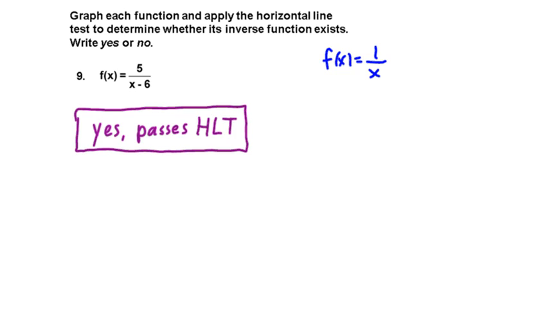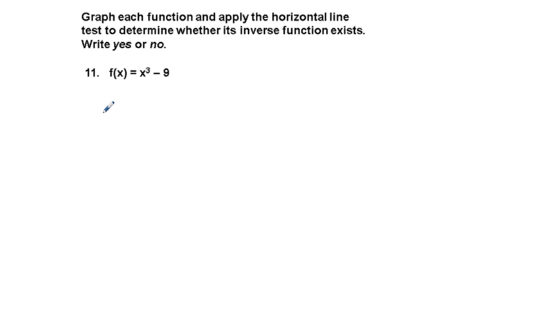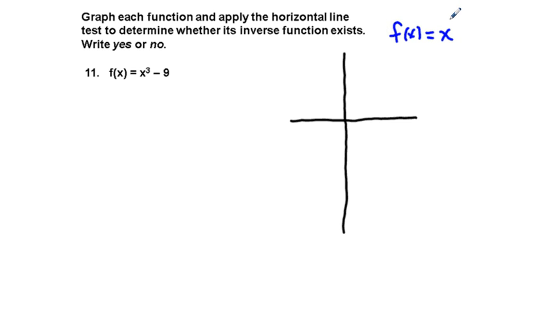And next, algebra problem 11, we have f of x equals x cubed minus 9. What we have here is, you might recall, I hope, the parent cubic function, which is f of x equals x cubed. And what we're going to do with this x cubed minus 9 is just take the parent function and shift, graph that function down 9 units.